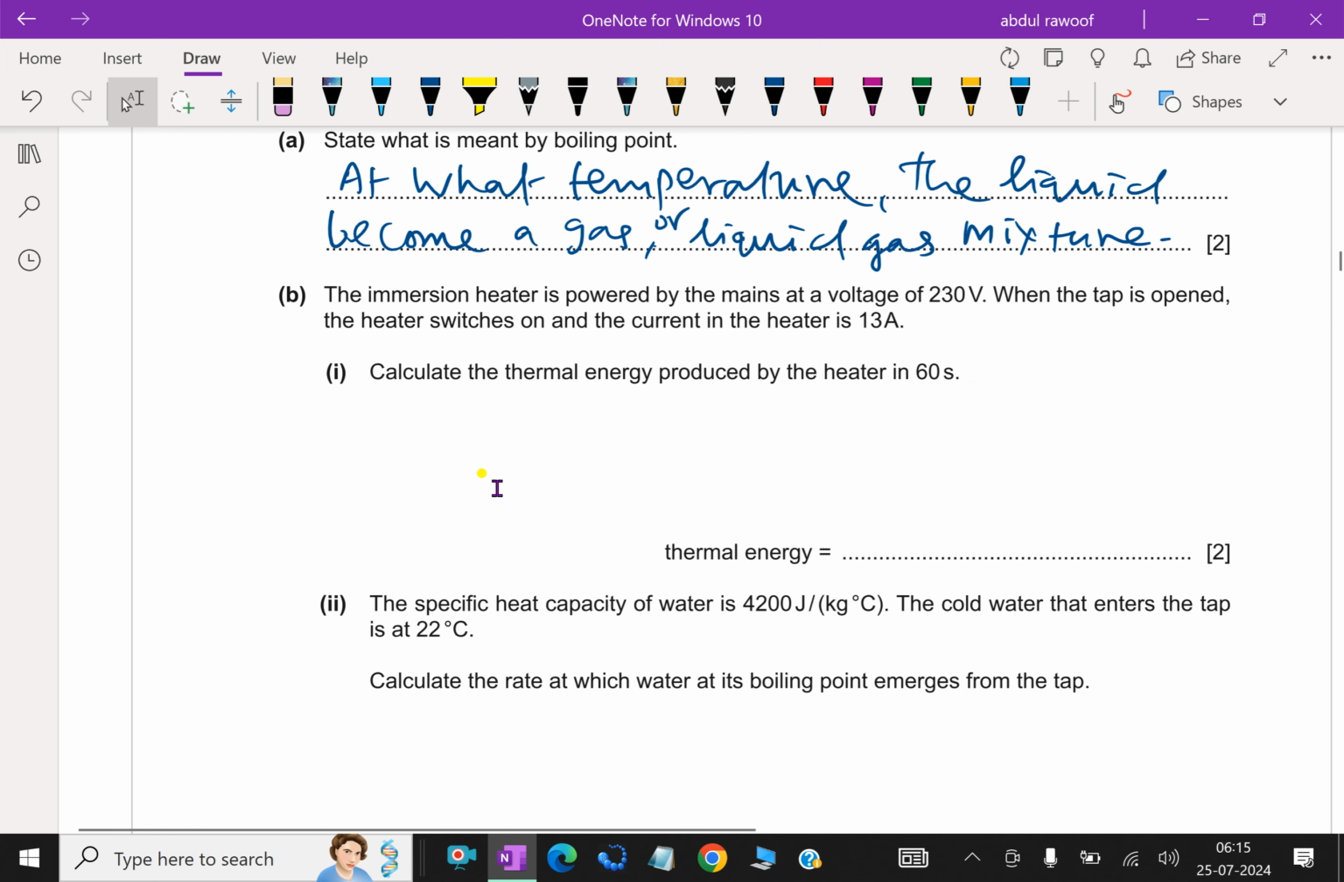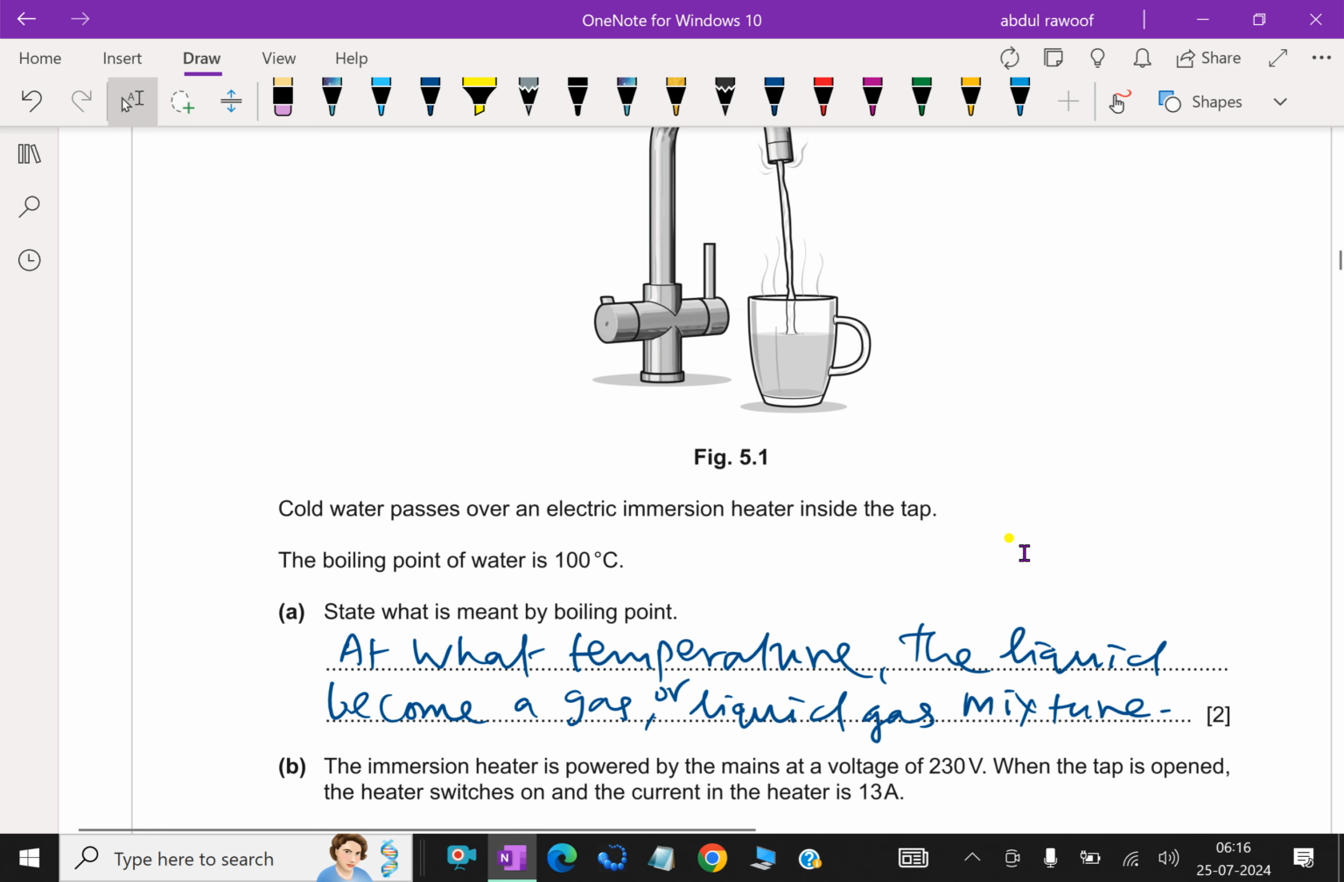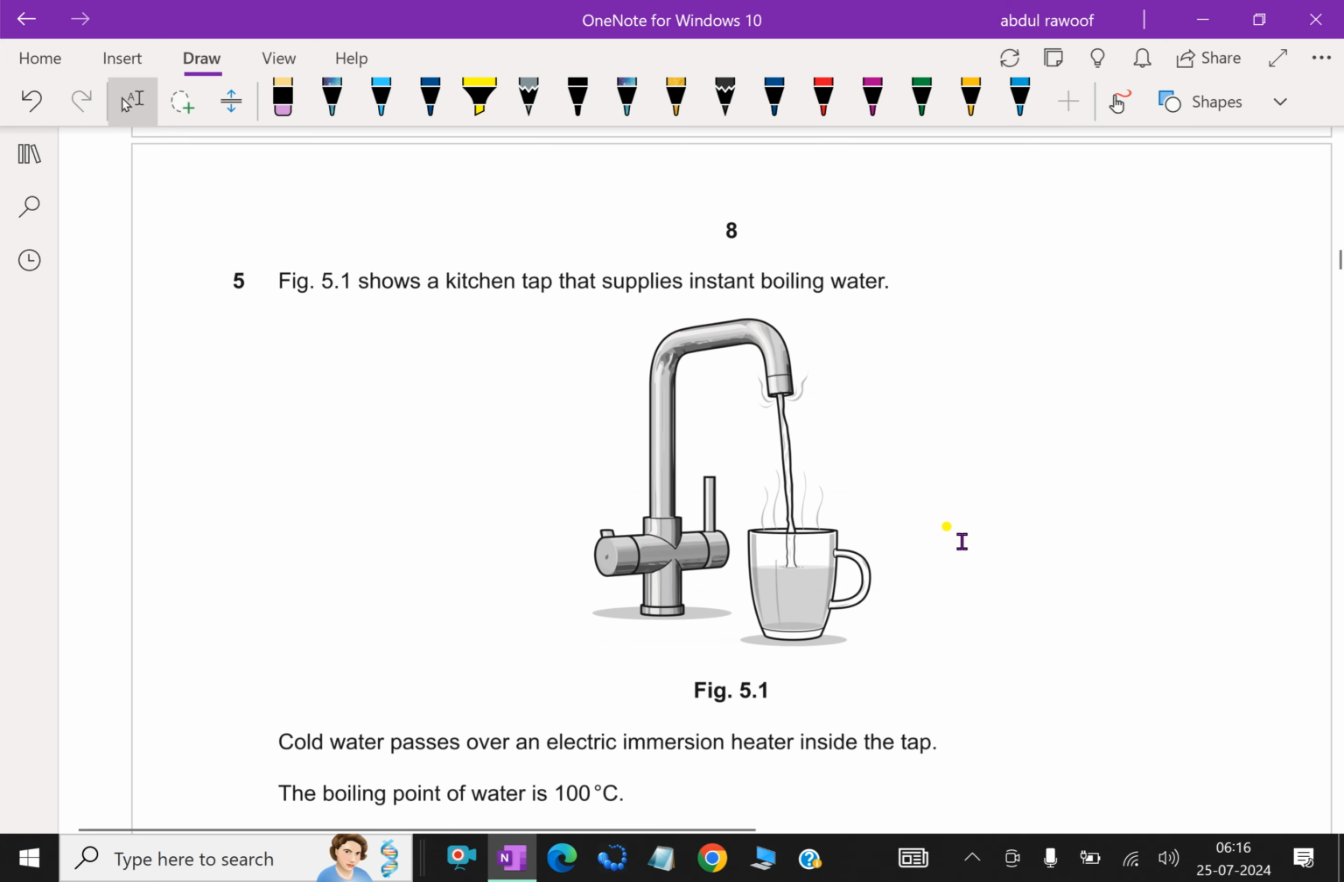The immersion heater is powered by the mains at a voltage of 230 volts. When the tap is opened, the heater switches on. The current in the heater is 13 amps. Calculate the thermal energy produced by the heater in 60 seconds. Here, energy is VIT.